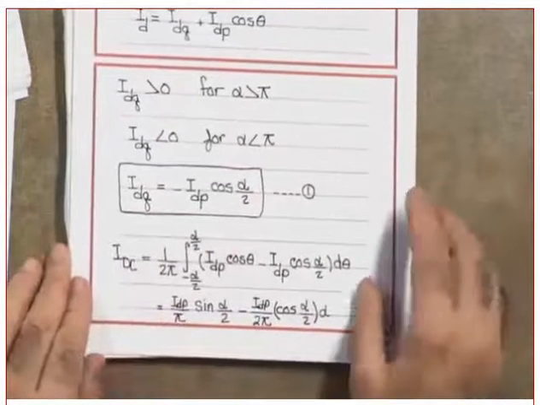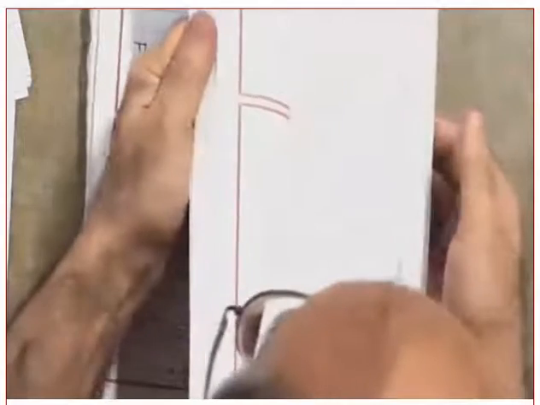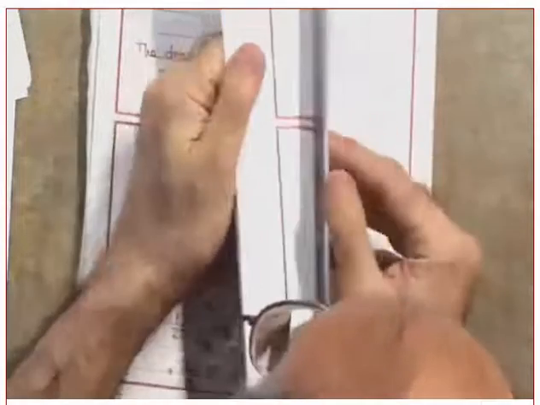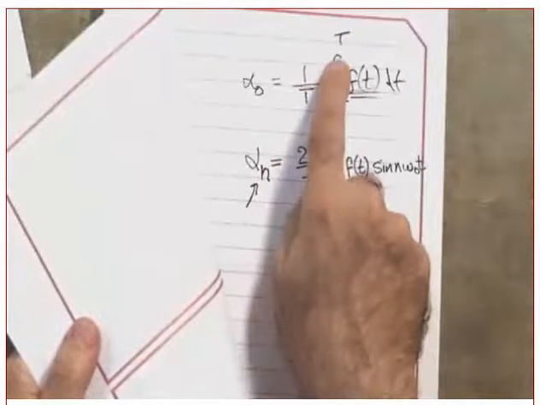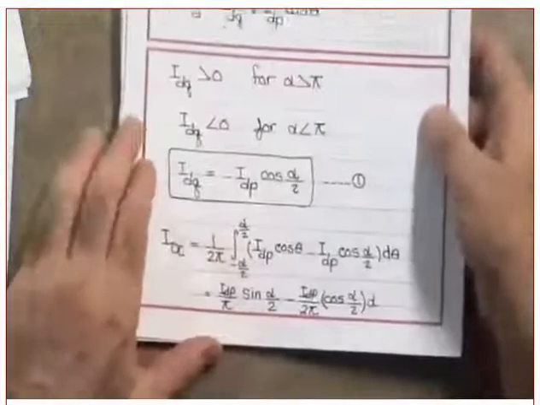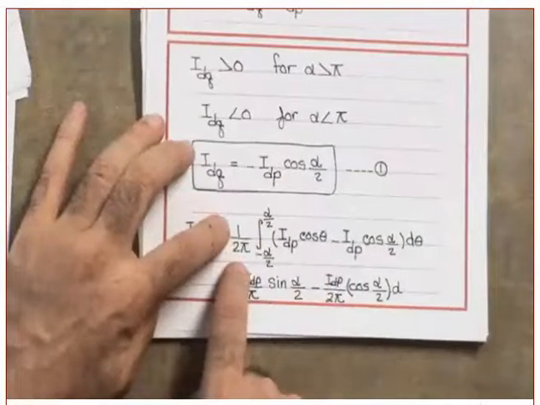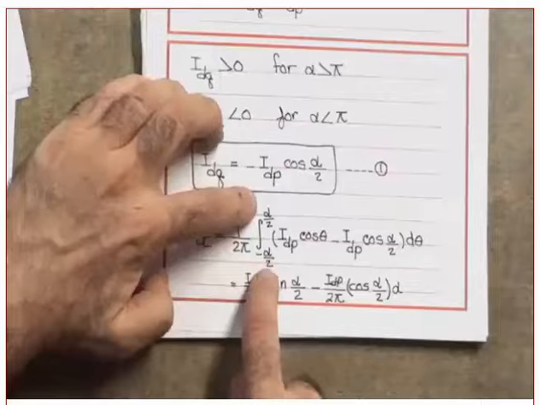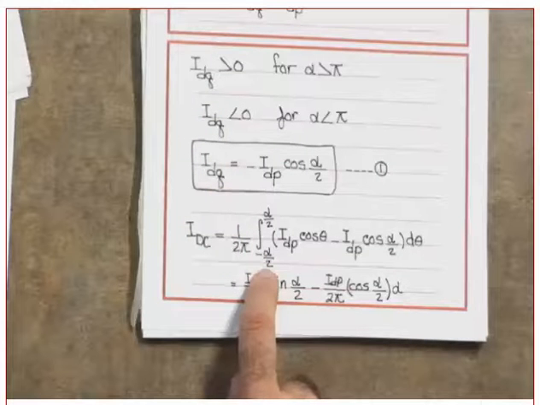What is the DC? The DC is 1 over the period, integral from minus T to T of the function. What is the function? The total current, which is the drain current. So IDC equals 1 over 2 pi, that's the period, integral from minus alpha over 2 to alpha over 2. That's the conduction angle. Yes or no?